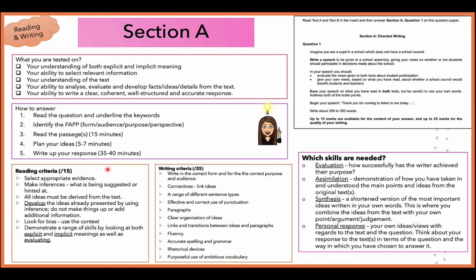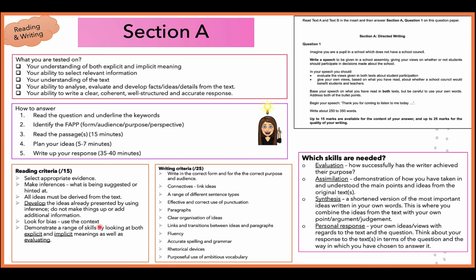Now, what are you assessed on? So you've got your reading criteria, your ability to select appropriate evidence. Again, it's in your own words, but you are using the evidence from the text to help you with your views and your ideas, so you want to make sure that it's clear how you've used that. Making inferences: based upon what is said, what do you think is hinted or suggested? Everything must be derived from the text. Show the examiner how you are using it, but develop the ideas that are presented by using inference.